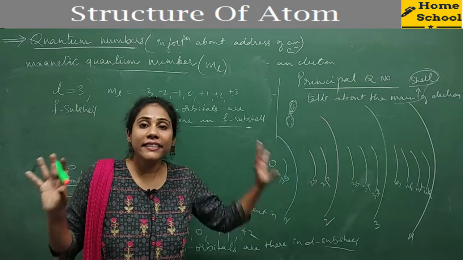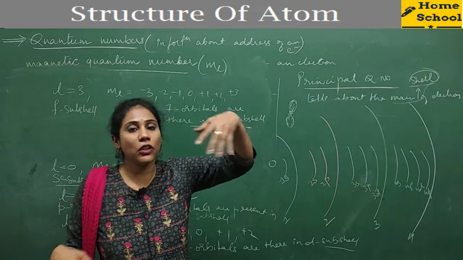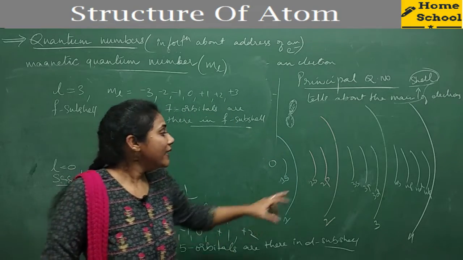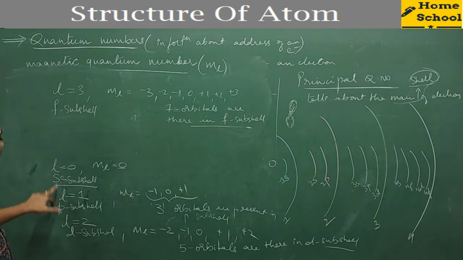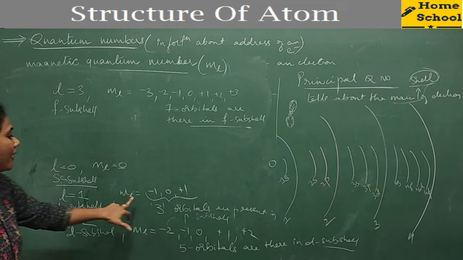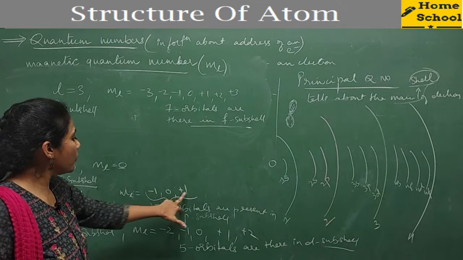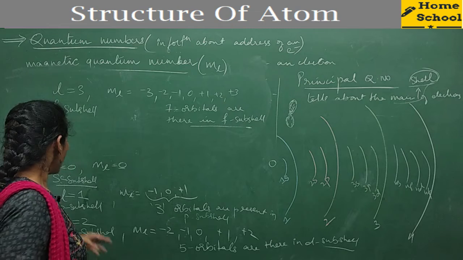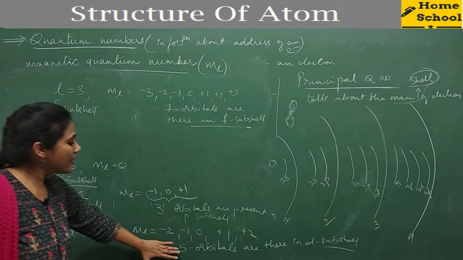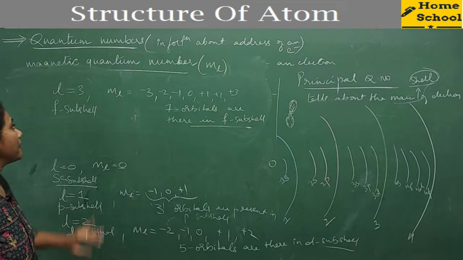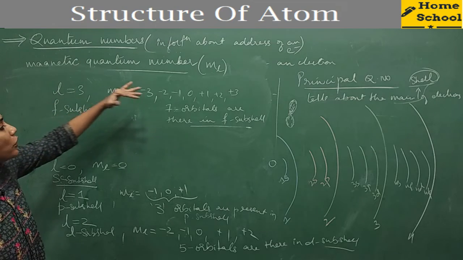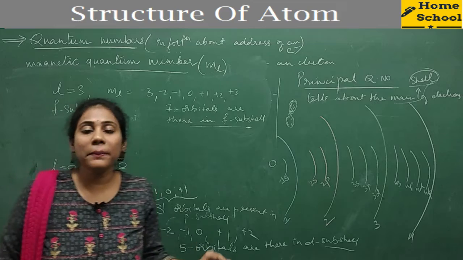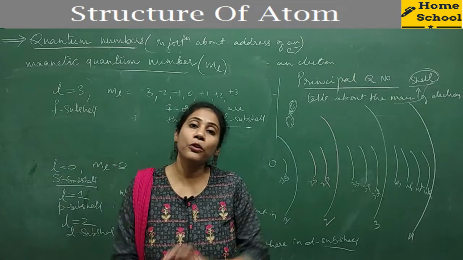That is where, in that particular subshell itself, the electron keeps moving. In the case of the p subshell, when L is equal to 1, ml values are -1, 0, +1. That means 3 orbitals are there in the p subshell. So in the d subshell, how many orbitals are there? 5 orbitals. In the f subshell, how many orbitals are there? 7 orbitals are there. So inside these orbitals, the electron keeps moving.